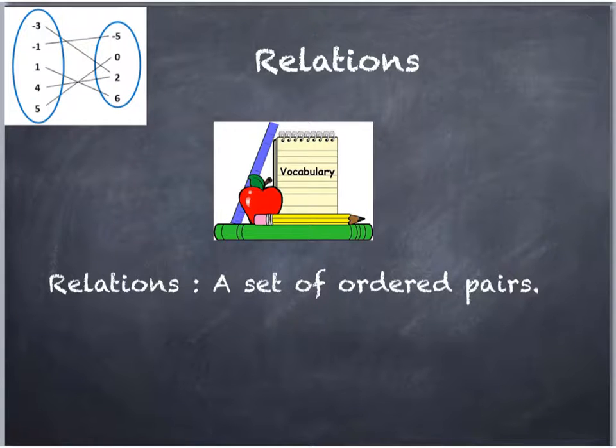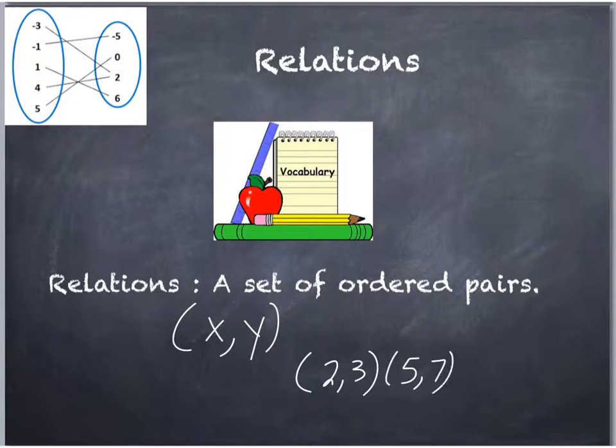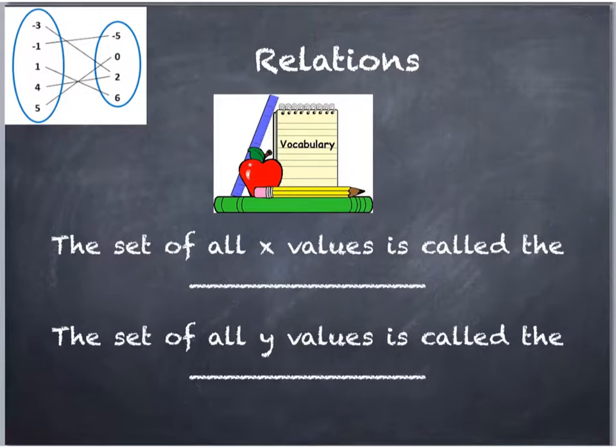Next, a relation. A relation is just a set of ordered pairs. An ordered pair, remember, is just x comma y, where the first portion of an ordered pair represents where we're moving on the x-axis, and the second portion represents where we're moving on the y-axis. A relation would just be a set of them, so more than one. 2, 3, 5, 7. Right there we have more than one, so that would be considered a relation. You could have 2 ordered pairs, 3 ordered pairs, or you could have an infinite amount of ordered pairs. As long as it's more than just one, it's a relation.